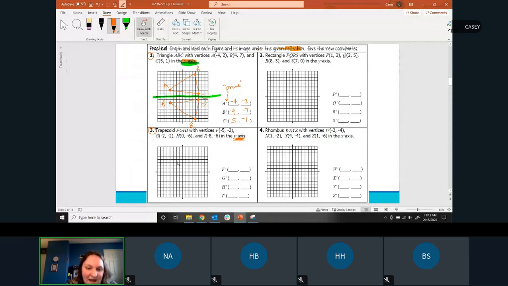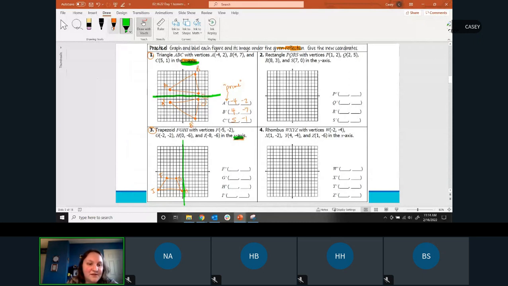So our trapezoid here, F is at -5, -2. 1, 2, 3, 4, 5, 1, 2. That was F. G is at -2, -2. H is at 0, -6. And I is at -8, -6. All right, well, I did my best on connecting the dots there. So now for our line of reflection, that's the y-axis this time. So that's here, this one.